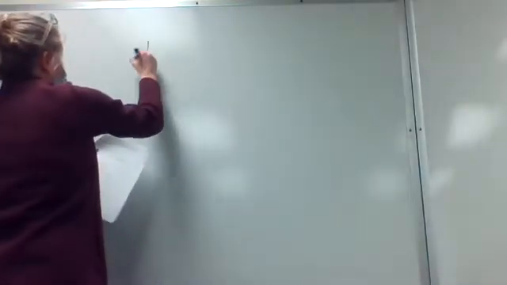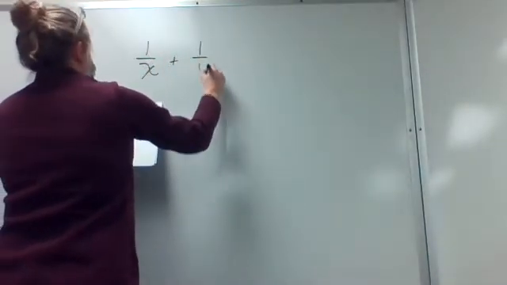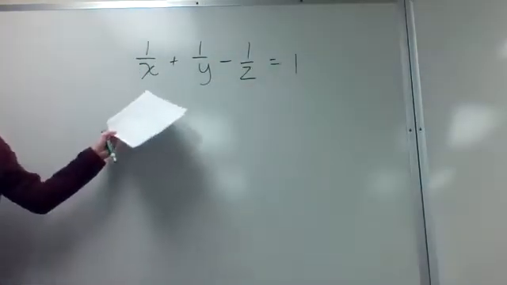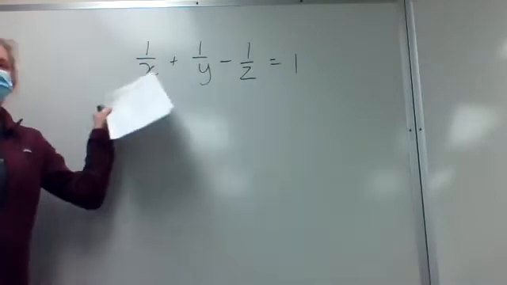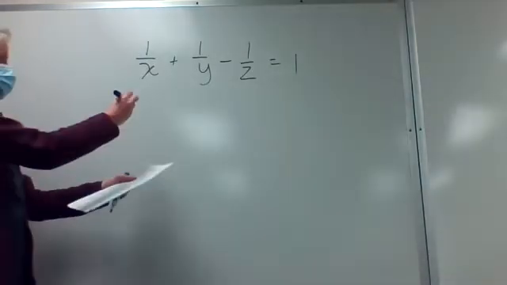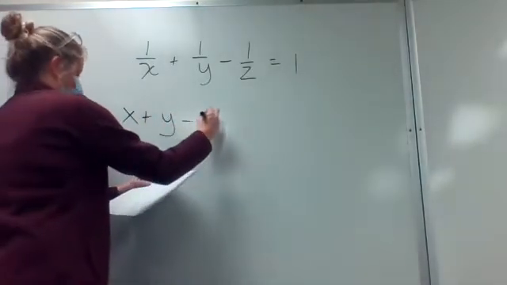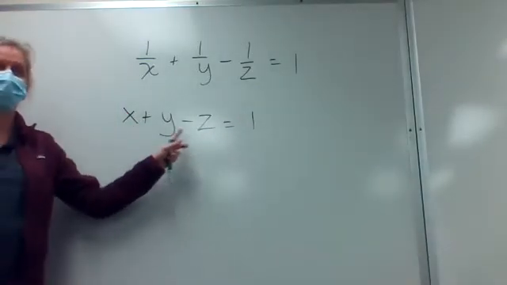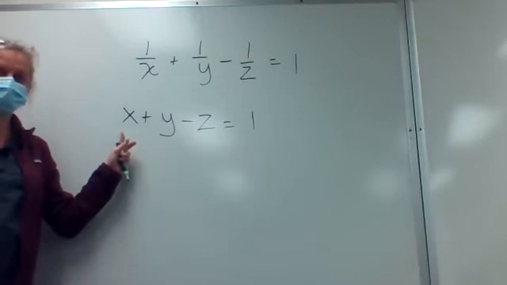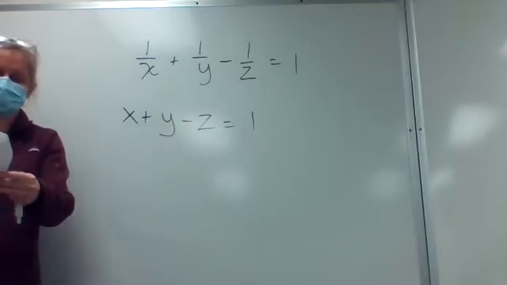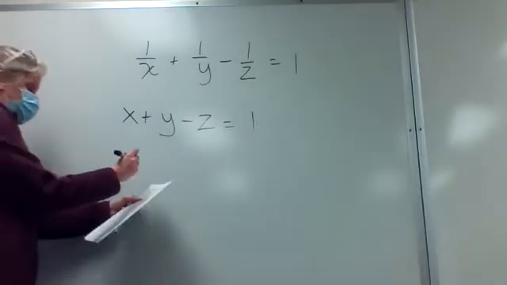Let me show you what the options look like. The first one is not the answer because, even though there are 3 variables, it's not linear, since the x, y, and z are in denominators. The second option is x plus y minus z equals 1, which is the correct one. It's got 3 variables and nothing's happening with them. They're not squared or cubed or in denominators. The other 2 options don't have 3 variables.